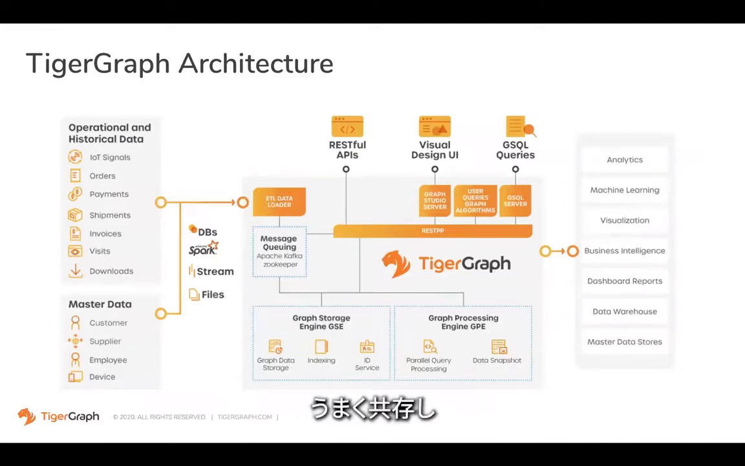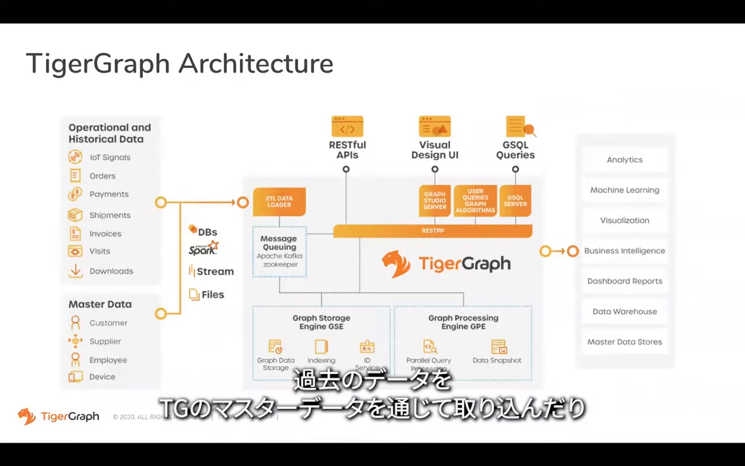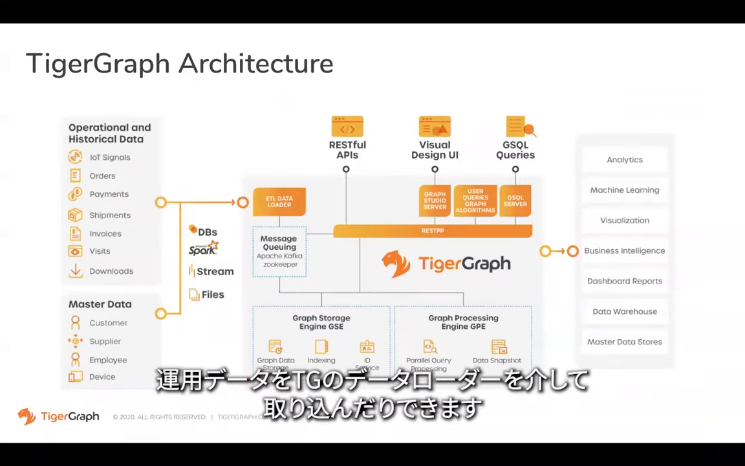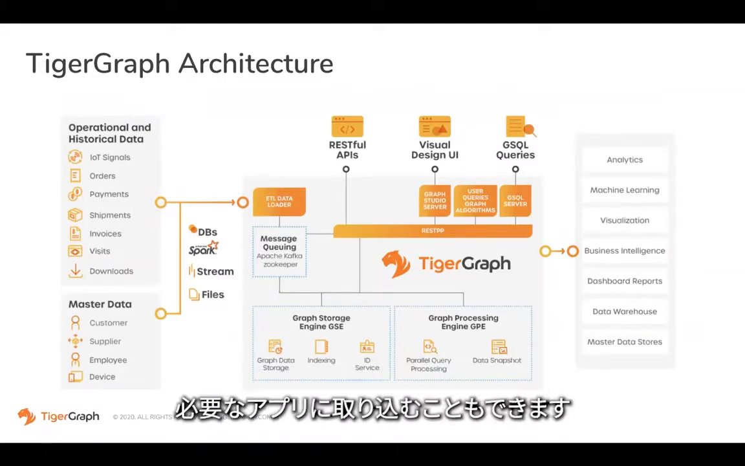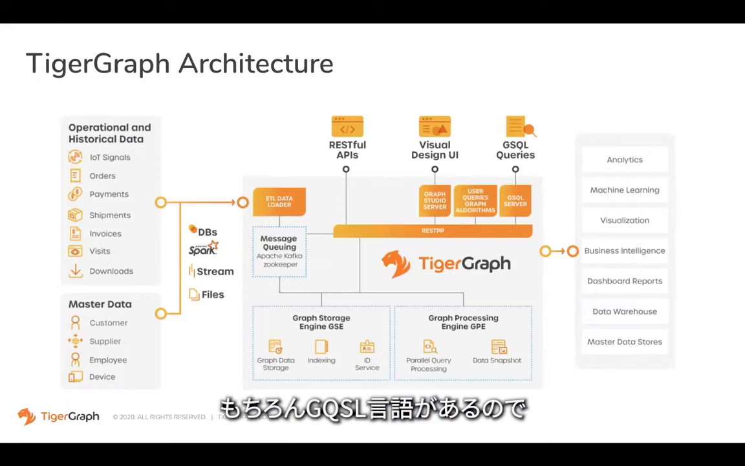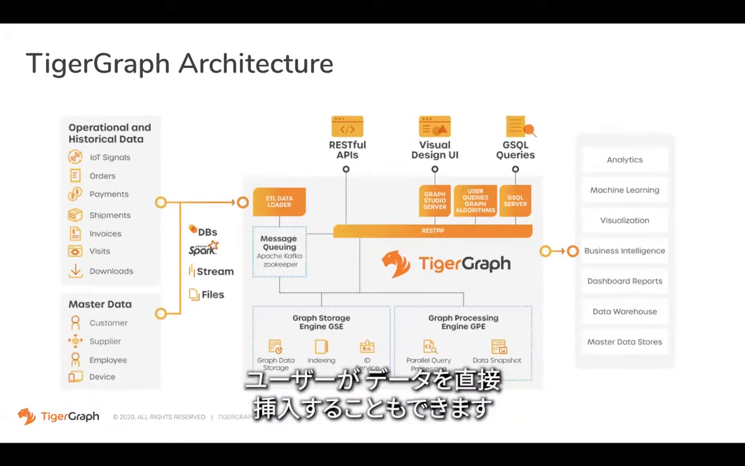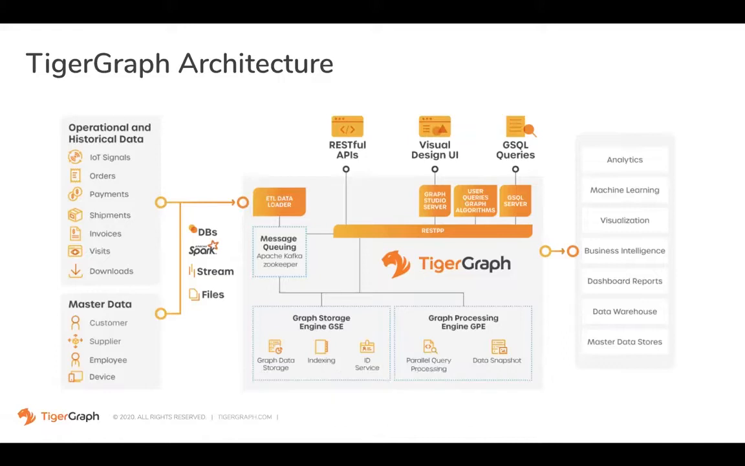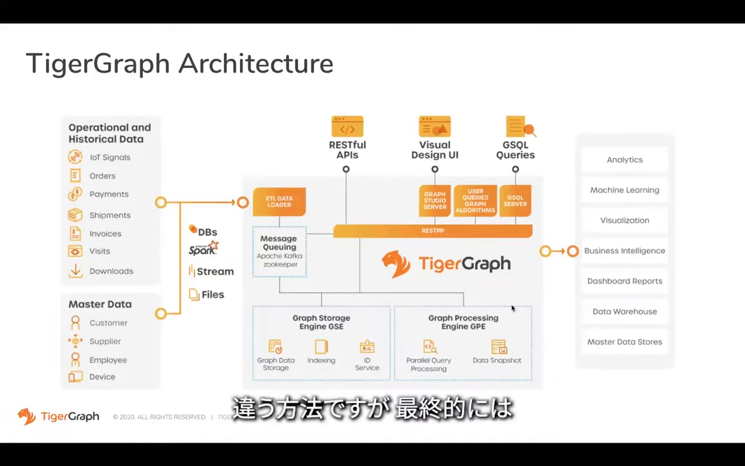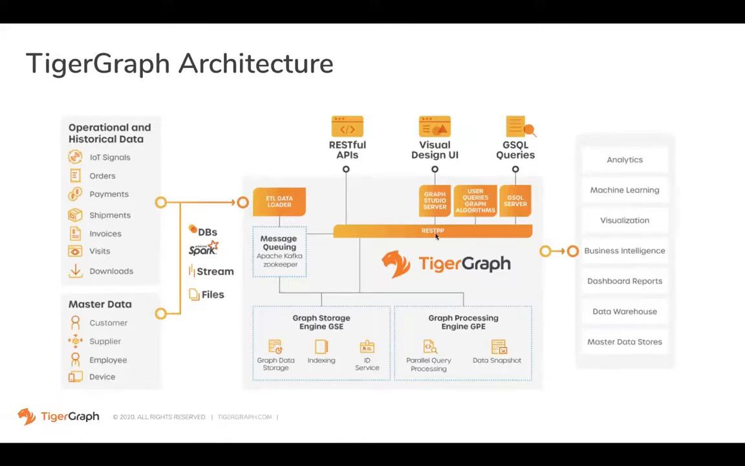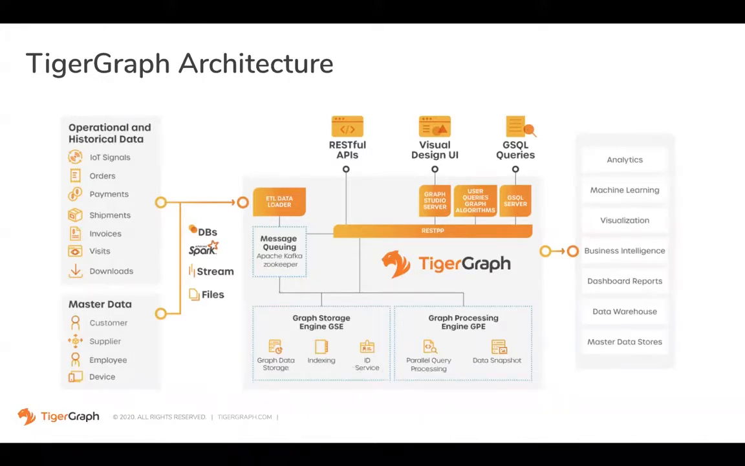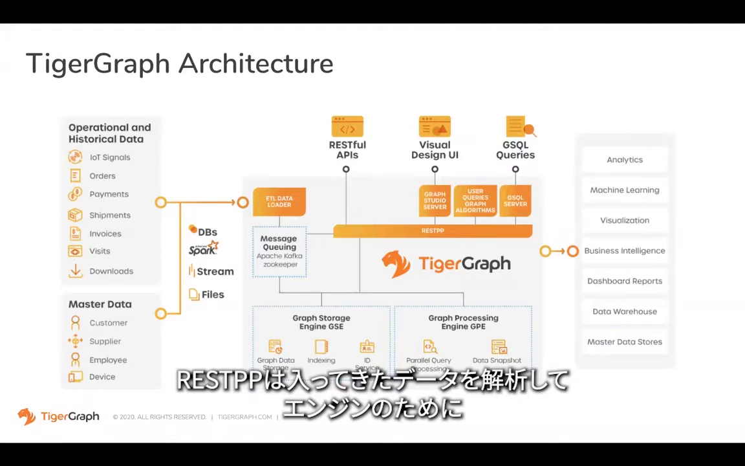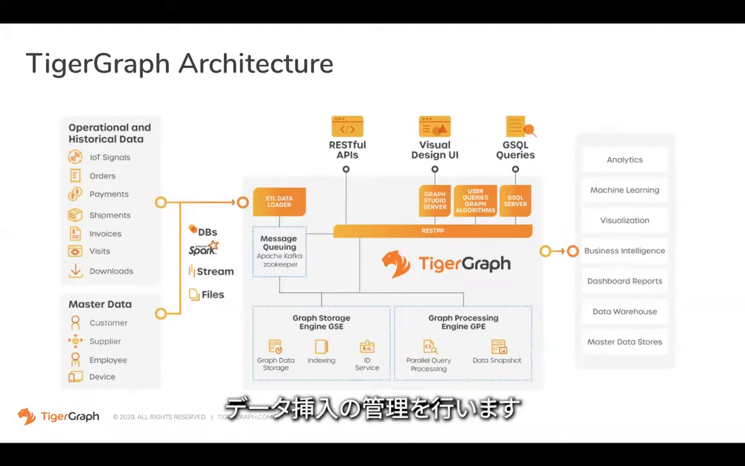way to cohabit with other systems, so that you can bring in historical data through our master data, or operational data through our suite of data loaders. We also allow you to bring in data through RESTful APIs easily to ingest data for any application that requires it. And then of course you have the GSQL language where users can insert data directly. All of these go through different avenues, but they eventually reach the RESTPP server, which is our coordinating service that manages when the data comes in, parses it, and works with the engine to insert data into the engine.